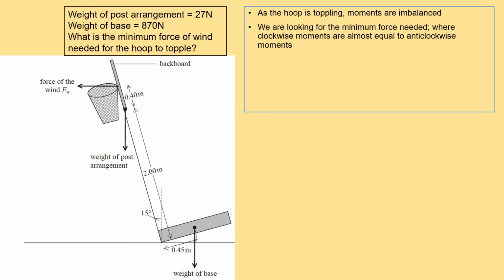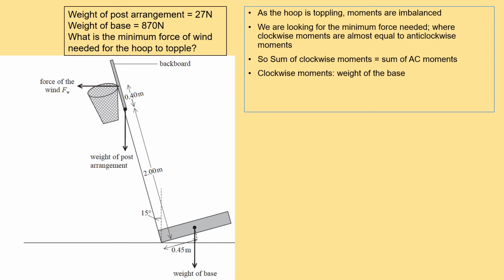We're looking for the minimum force needed. So we're looking for the clockwise moments almost equal to the anti-clockwise moments, but not equal. So close that it's almost balanced, but not, because we're looking for the minimum force. So the sum of the clockwise moments is going to equal the sum of the anti-clockwise moments, and then we're going to add a little bit more. So the clockwise moment is the weight of the base. The anti-clockwise moment is the force of the wind and the force of the post.